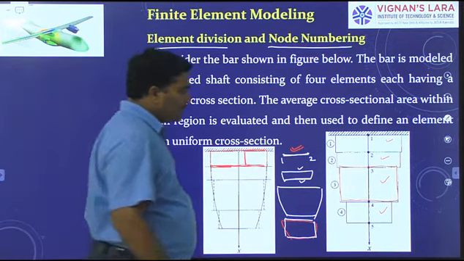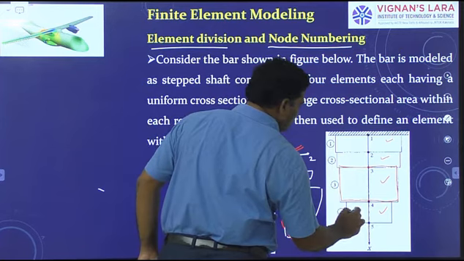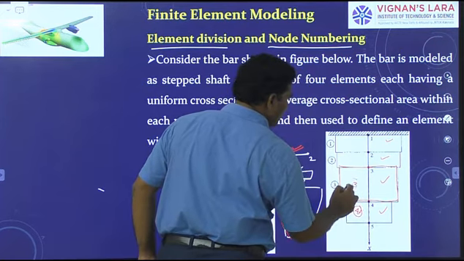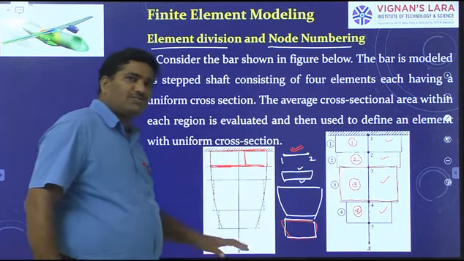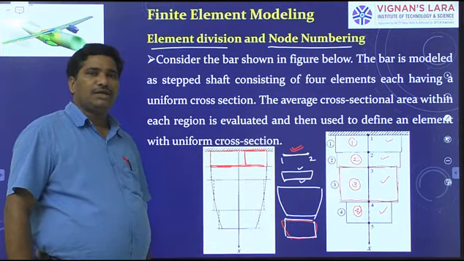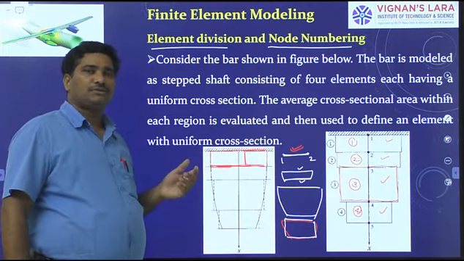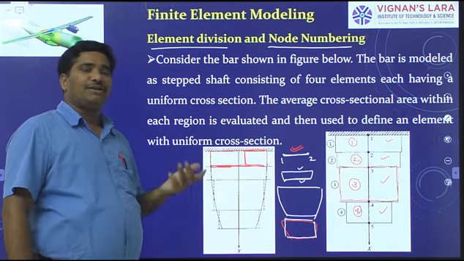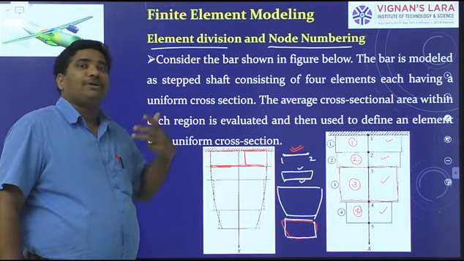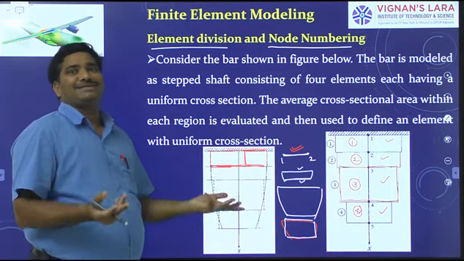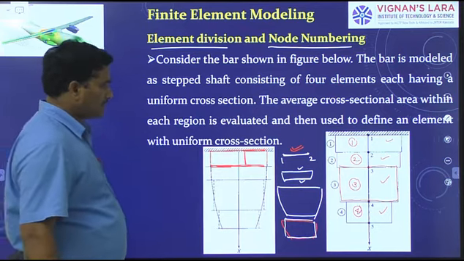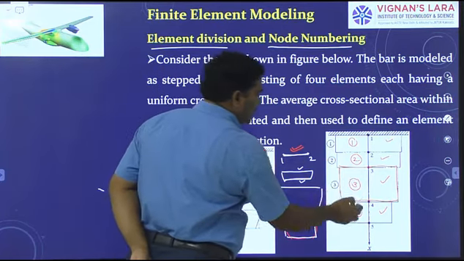Understand? So here, how many elements have we taken? Only four elements. This is the fourth element. This is third. This is second. This is first. Instead of taking four elements, if you take 10, or 15, or 20 elements, with increasing number of elements, you get better approximations, you get better results.